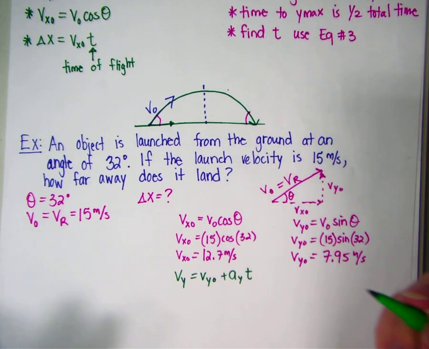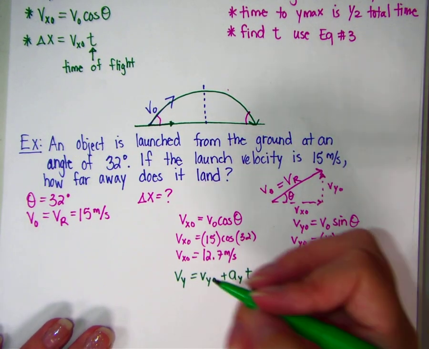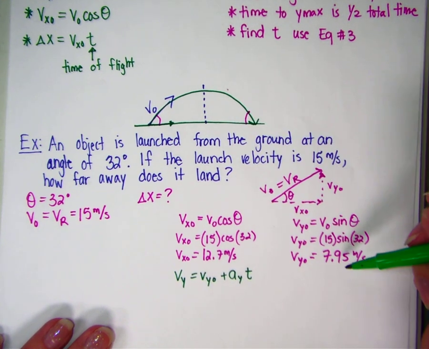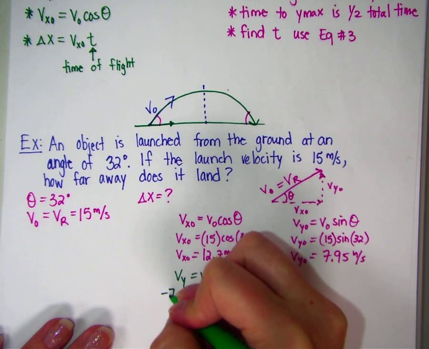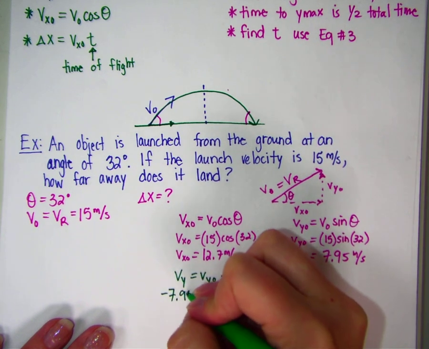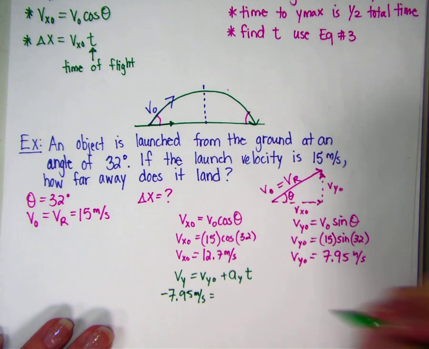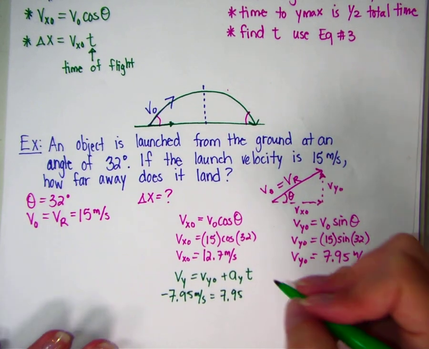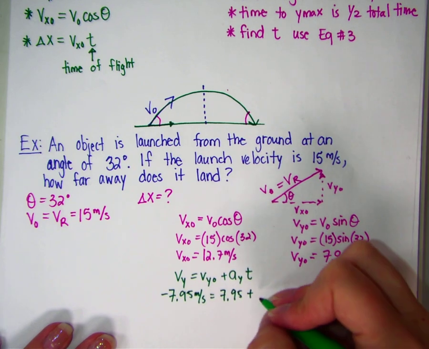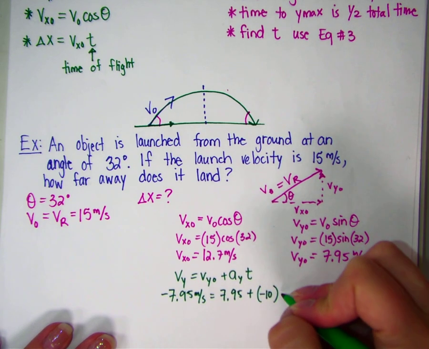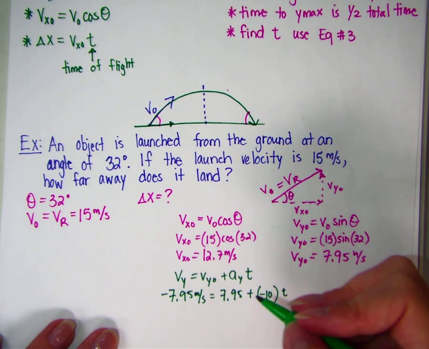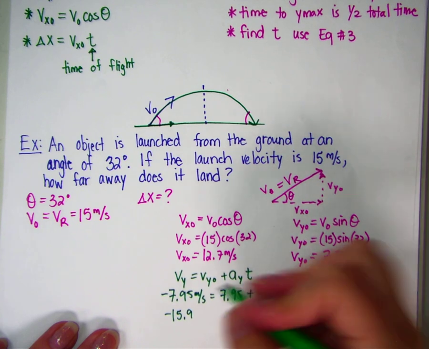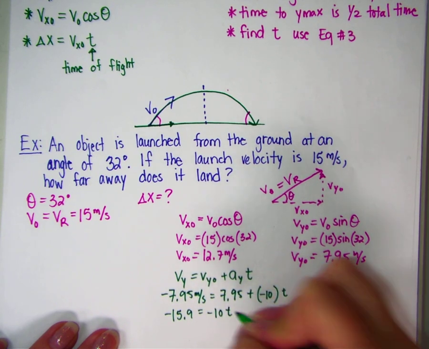I like to use my properties of a vertical launch and say, well, if it took 7.95 on the way up, that was my launch velocity, I know it's going to land with a negative 7.95 meters per second once it reaches the ground. Launch velocity and landing velocity are equal in magnitude but opposite in direction. So combine, divide.